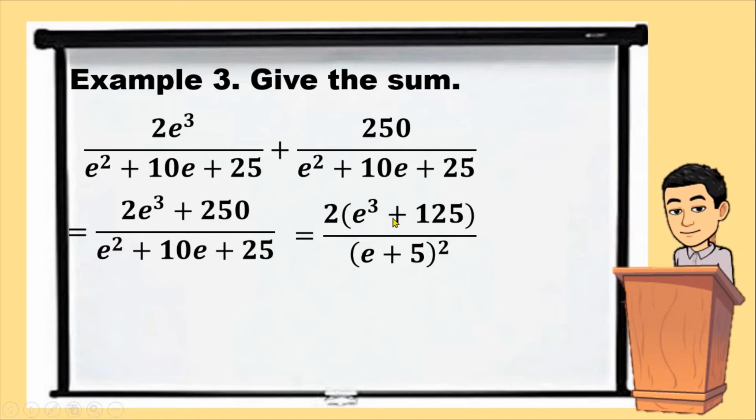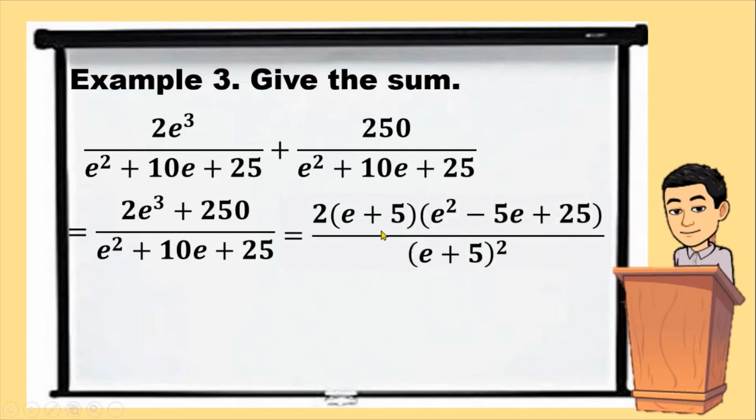Now, as you can see, e cubed plus 125 is an example of a sum of 2 cubes. Therefore, we can still factor our numerator. This is also equivalent to 2 times the quantity e plus 5 times the quantity e squared minus 5e plus 25. The common factor that we can remove is e plus 5.